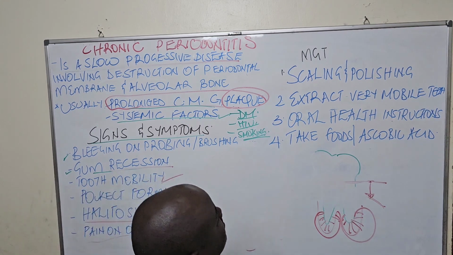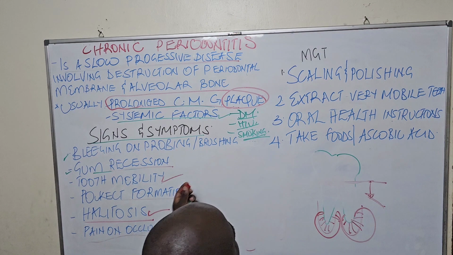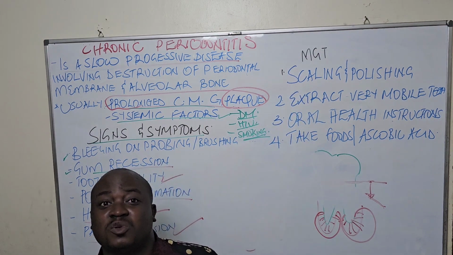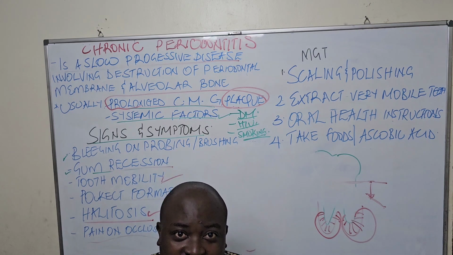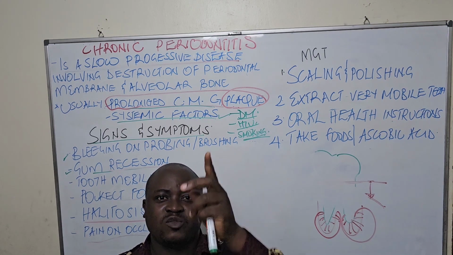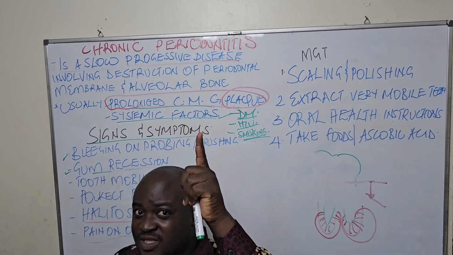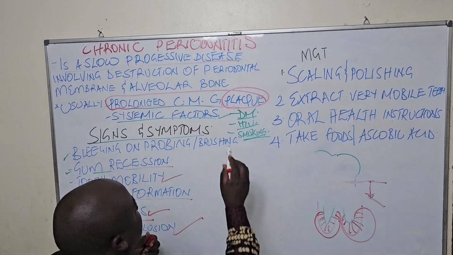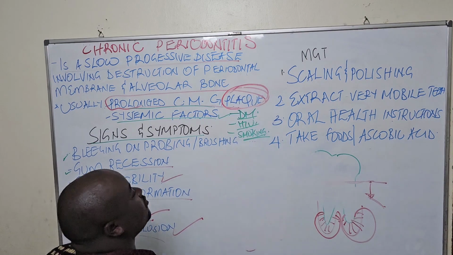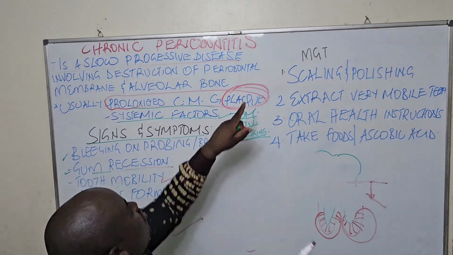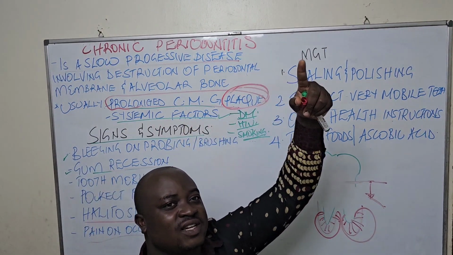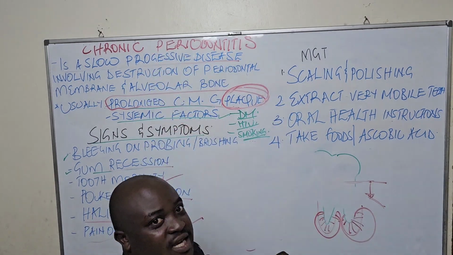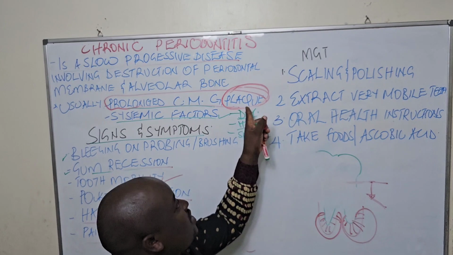Signs and symptoms are done. What of the management? The management of this, of course, would be to remove the real what? Cause. And the real cause, we say, in most cases, although not all, is due to what? Plaque. Because the plaque caused chronic marginal gingivitis that is complicating to become what? Periodontitis.